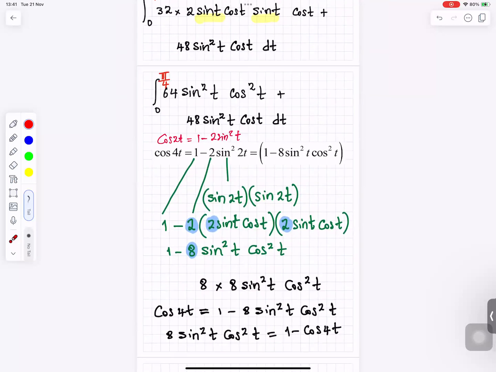So what we're trying to do now, sine squared 2t is the same as sine 2t times sine 2t. And sine 2t is 2 sine t cos t. So where we have 2 times 2 times 2, it gives you 8. So 1 minus 8 sine squared and cos squared. So we have 8 times 8 gives us 64. And that's where we got 64 sine squared cos squared. Cos 4t, very important, is 1 minus 8 sine squared t cos squared t. So 8 sine squared t cos squared t is 1 minus cos 4t.